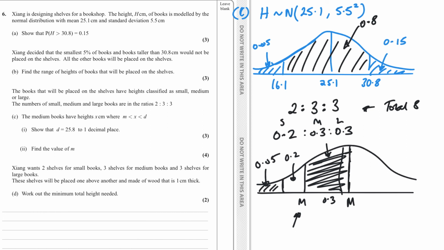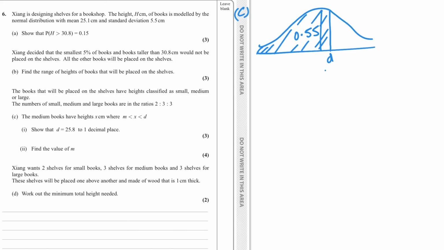0.25. So probability here will be 0.25. And at this point, my probability will be at 0.55. And those are the two values I need to be able to find my D and my M.